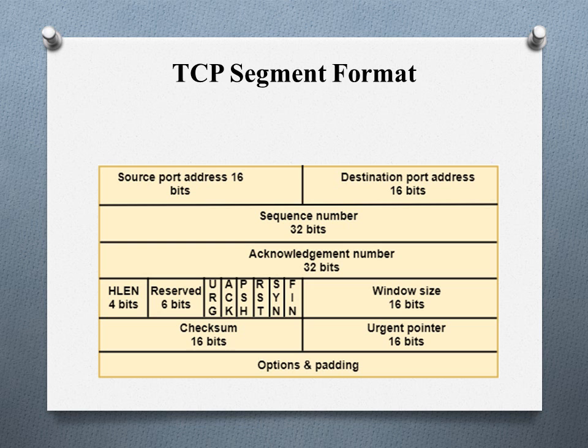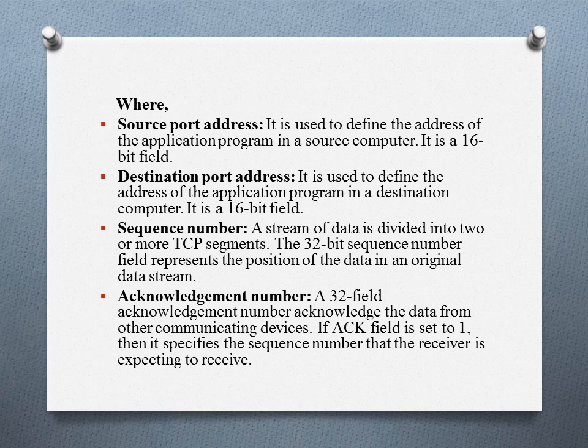This is the TCP segment format, where source port address is used to define the address of the application program in a source computer. It is a 16-bit field. Destination port address is used to define the address of the application program in a destination computer. It is also a 16-bit field. Sequence number. A stream of data is divided into two or more TCP segments. The 32-bit sequence number field represents the position of the data in the original data stream.